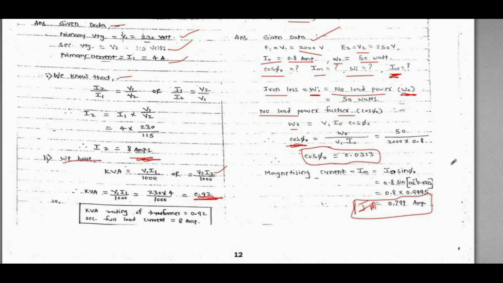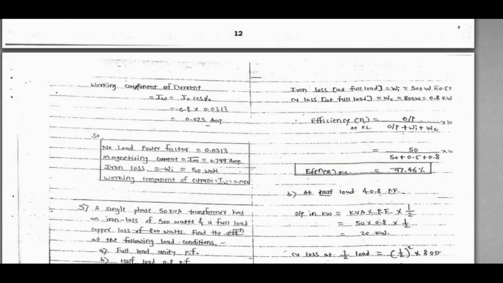Just do the calculations and verify these answers. And for the next one, you have to calculate the working component of current. You know this formula, Iw is equal to I0 cos phi 0. I0 is 0.8, cos phi 0 is 0.0313. If you multiply, you will get Iw is equal to 0.025 ampere.